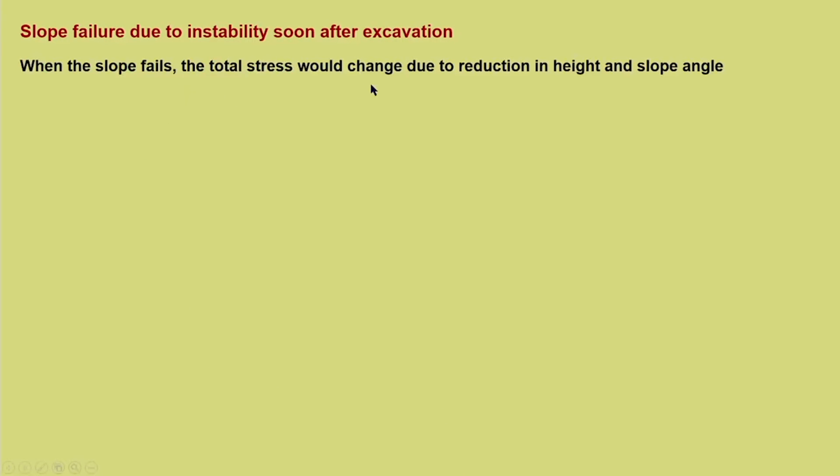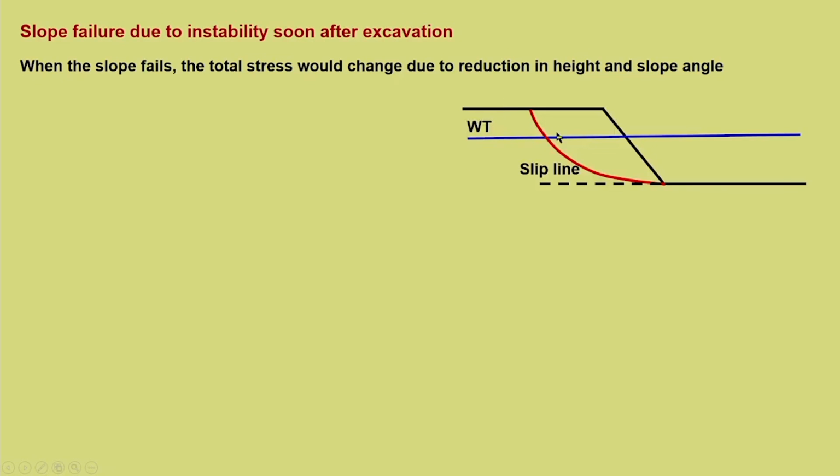Now, slope failure due to instability soon after excavation. When the slope fails, the total stress would change due to reduction in height and slope angle. So, what is happening when there is instability? There is a failure which happens to the slope, and because of this failure both the height and the slope angle change and it tries to achieve an equilibrium condition. If theta I is the initial angle, after failure the slope will look like this because it needs to shed this much portion, and that will give the new slope angle, which is theta C. So, the effective stress path for failure is P dash Q dash and the total stress path is PQ.